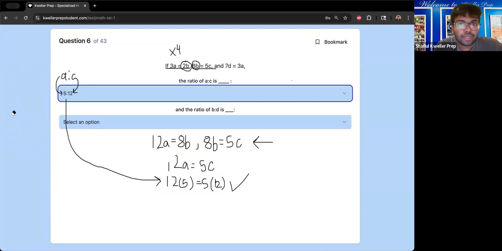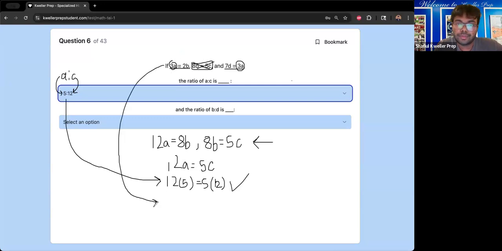So in this case, we look at the ratios that combine B and D. So I'm going to clear this on the top. 3a is equal to 2b, 7d is equal to 3a. We don't use the middle equation because this doesn't tell us anything about b equal to d. We see that the three a's are the same, so we can set these two things equal to each other.